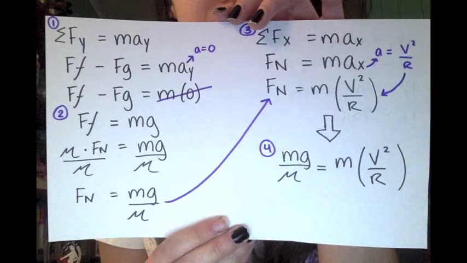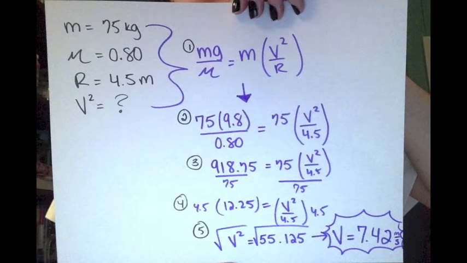And then you already solved for what F_n is equal to, so you plug it into the equation. You have mg over mu is equal to m times v squared over r. And that's your equation, and you already know all of the variables: mass is equal to 75 kilograms, mu is equal to 0.8, and r is equal to 4.5 meters.